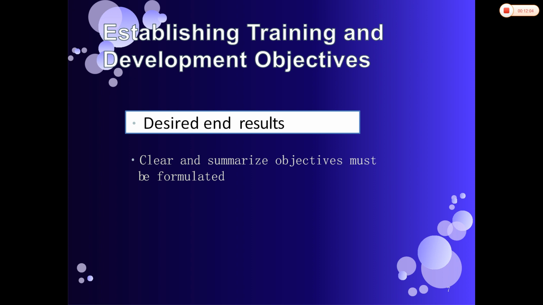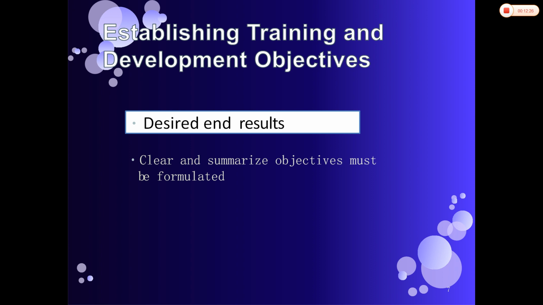So, the first thing is desired results. Every organization will work for productivity. Every organization will work for profit. So, are the employees working towards the profit? Are the employees working towards the productivity and the end result? That is the first objective. The second one is that clear and summarized objectives must be formulated. So any training need should have a proper objective.